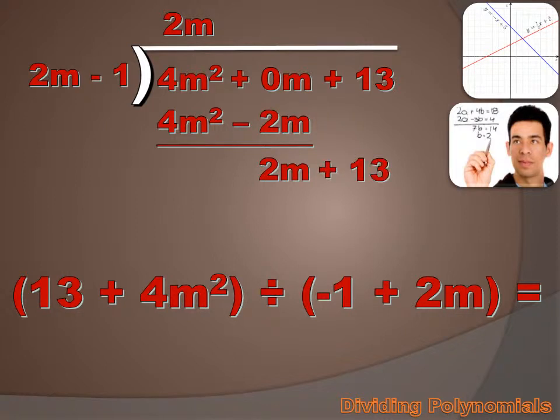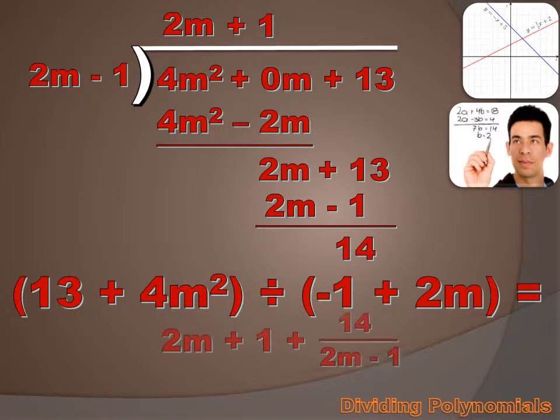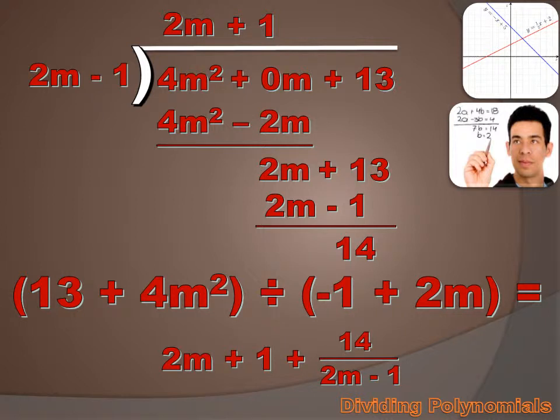Now I've got to bring down my 13. And then I ask myself, how many times will 2m go into 2m? Well, the answer is pretty obvious, plus 1. So now I'm going to multiply plus 1 times 2m minus 1. And I'm going to get 2m minus 1. And when I subtract it, I get a remainder of 14. So my answer is 2m plus 1 plus 14 over 2m minus 1.